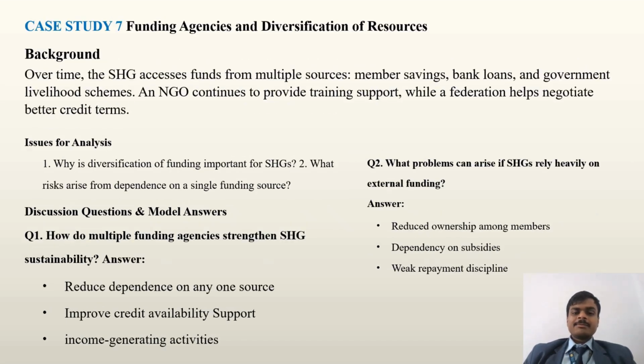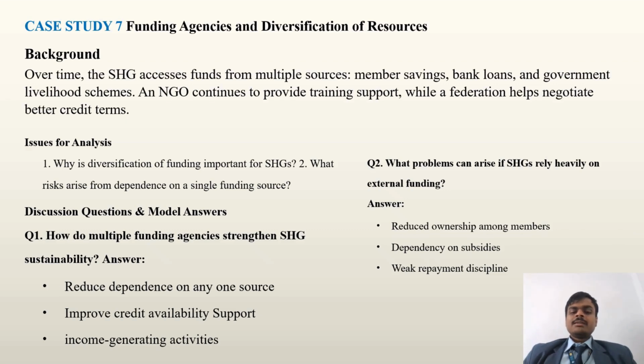Proceeding with case study number 7 on funding agencies and diversification. Over time, the SHG got money from many sources like savings, bank loans, government schemes, and NGO support. A federation helped them get better loan terms. Question number 1. Why is diversification of funding important? It reduces dependence on one source, increases loan availability, helps in income generation, improves sustainability.